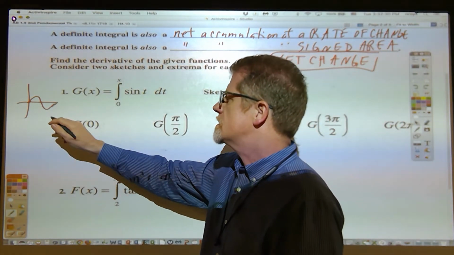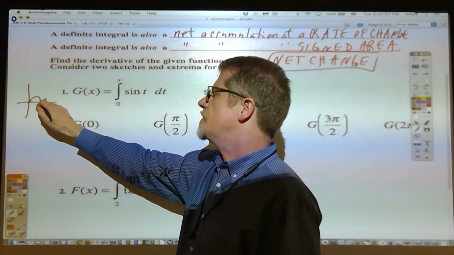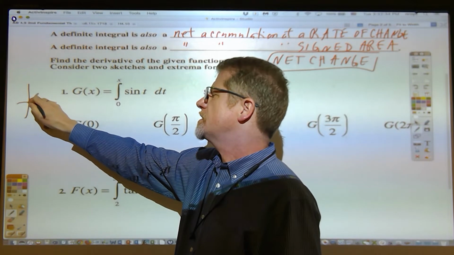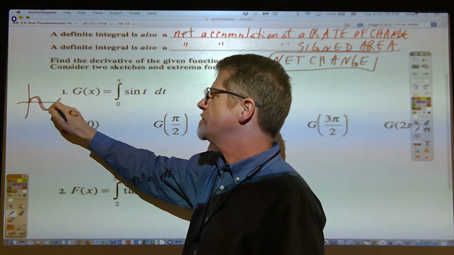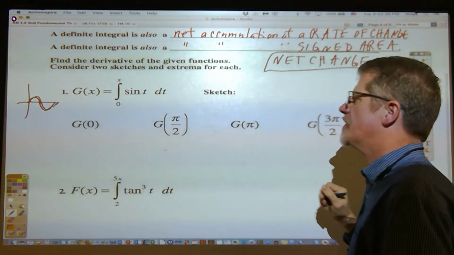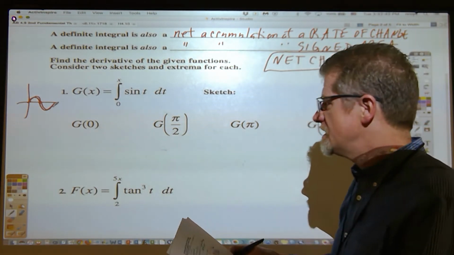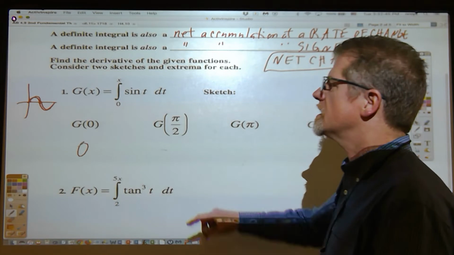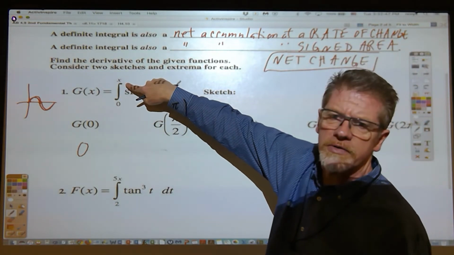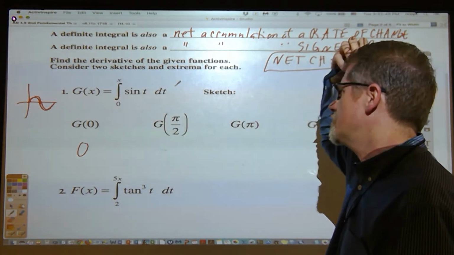So here's a situation where it's not only snowfall, but also snow melt. From our birthday cake example, we expect it to accumulate 2 inches of snow and then to melt 2 inches of snow. Let's see if that plays out. So g of 0 has got to be 0 because the definite integral from 0 to 0 of anything is going to be 0.